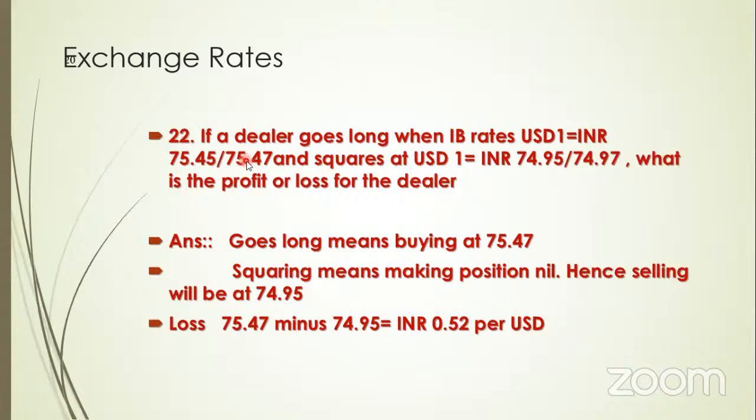Will put this rate. 75.47 is the rate at which you are buying dollar. And what rate are you selling? Now you are selling. Canara Bank is selling. Now by this, the rates are different. When Canara Bank sells to another bank, maybe Allahabad Bank or any bank, now they are buying. At what rate will they buy? They will not buy at 74.97. They will buy at 74.95. So you are able to sell at 74.95, but you already purchased at 75.